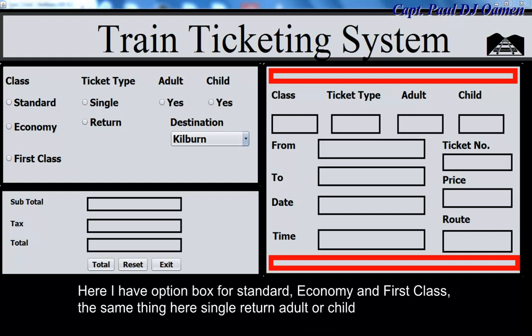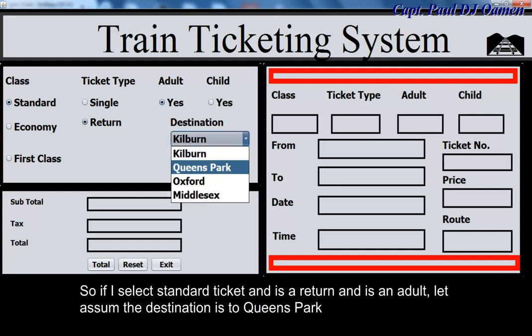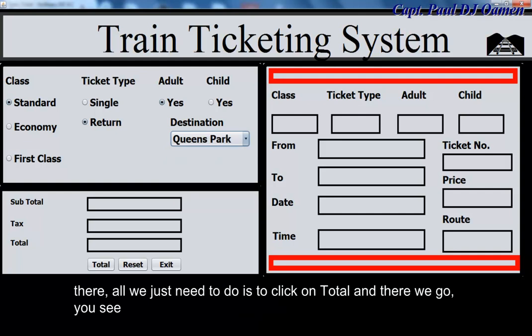Here I have option box for standard, economy and first. The same thing here, single, return, adult or child. So if I select, let's say it's a return and it's an adult, let's assume this destination is to Queen's Park. There, all we just need to do is to click on total, and there we go.